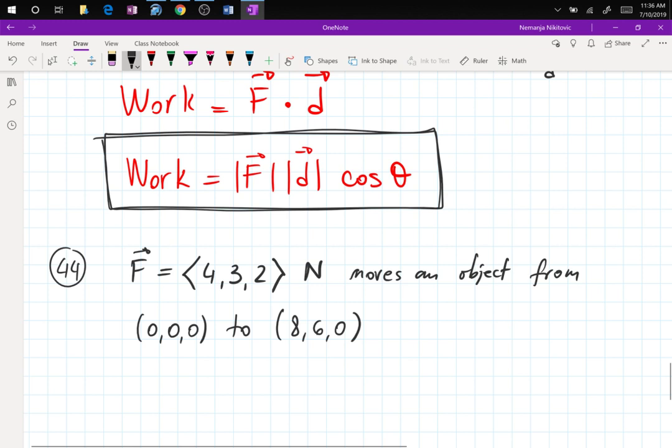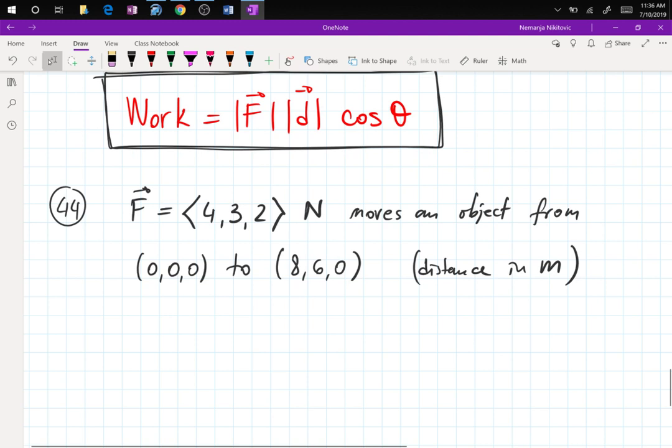And distance in meters. So clearly, if you're using newtons, you should be using meters. If you're using pounds, you will be using feet. So what is the work done to push the object for this distance?